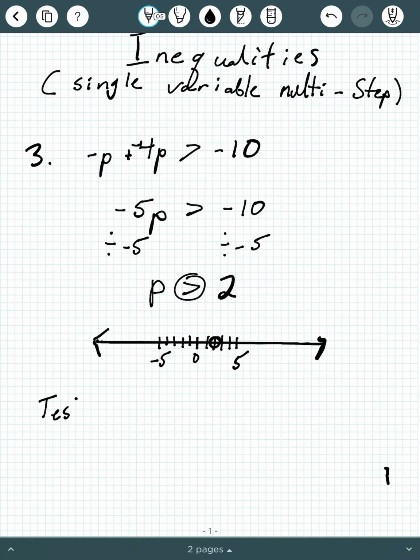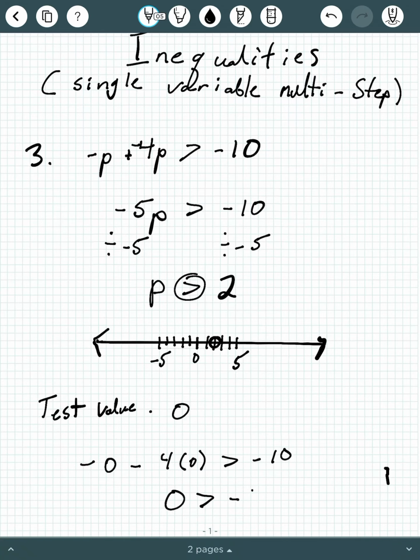The easiest test point that I would recommend for a situation like this would be 0. If I pick that test value of 0, and really that's more appropriate for now to call it a test value, the point will come a little later, then when I put that into my original inequality, I'll see that negative 0 minus 4 times 0 is greater than negative 10. Well, negative 0 minus 4 times 0, that's all just 0. So I get 0 is greater than negative 10. Because that's negative 10 and not positive, this is true.